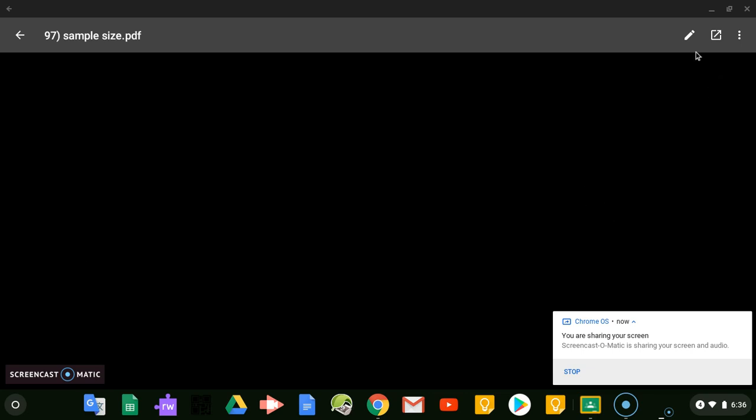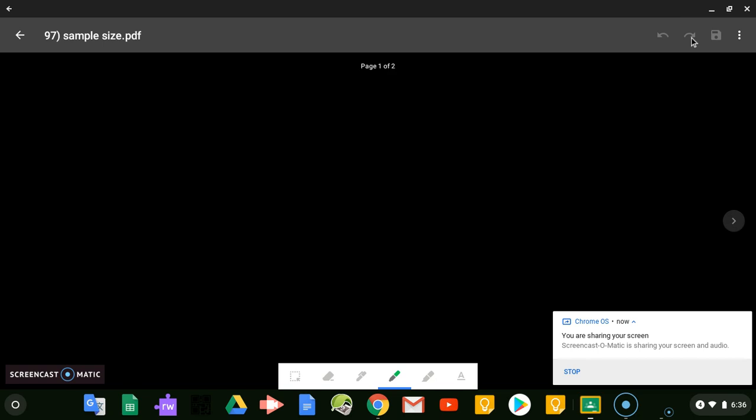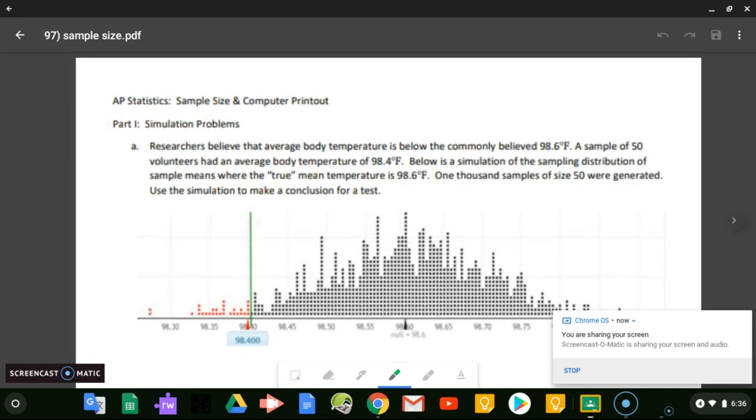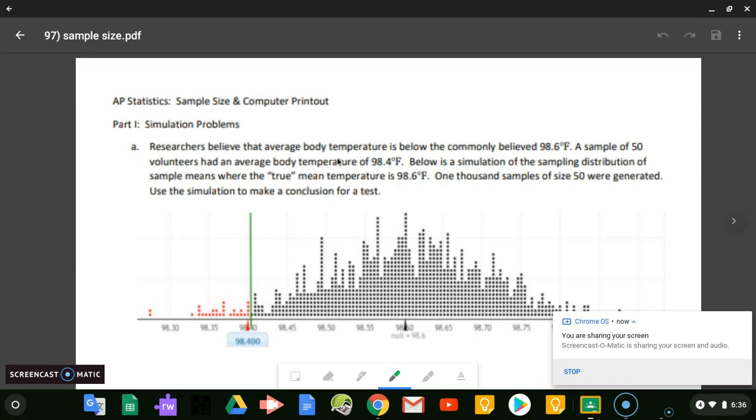Okay, so there are three things that we're going to be looking at today. The first thing is these simulation problems. If you take a look here, we have researchers who believe that the average body temperature is below the commonly believed 98.6 degrees Fahrenheit. A sample of 50 volunteers has an average body temperature of 98.4.